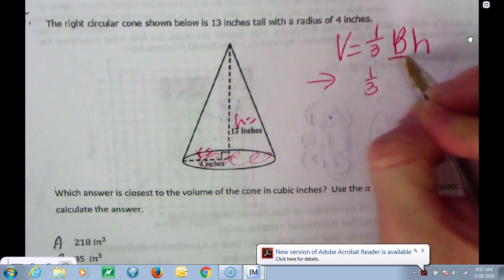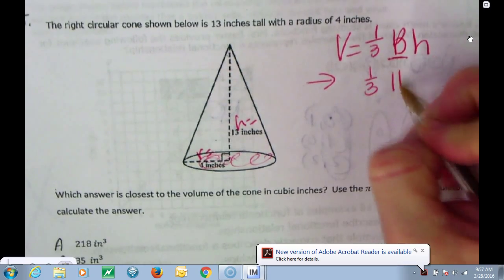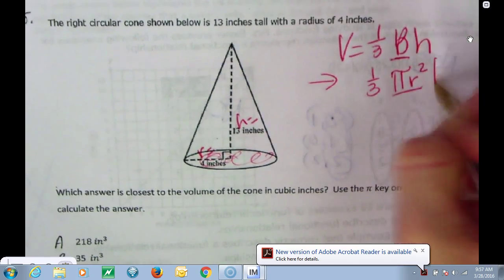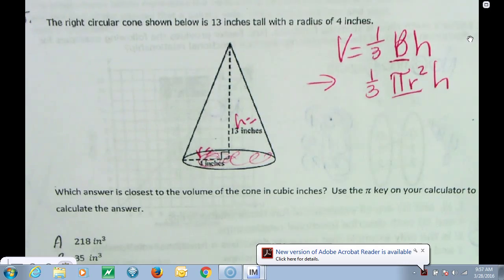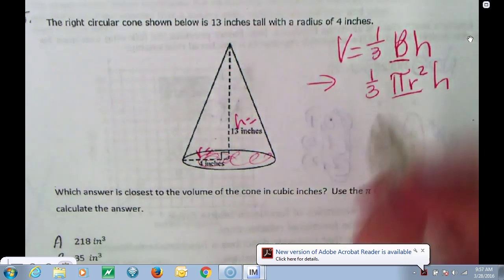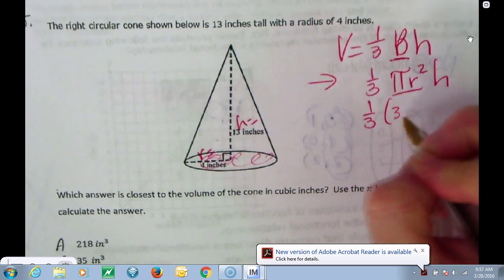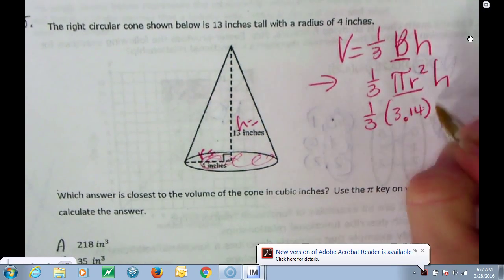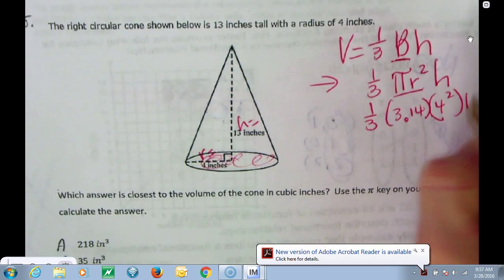So, under capital B, what am I going to write? Pi r squared. Why am I writing pi r squared? That's how you get area of a circle. And then I just fill in what I know to find out what I don't. The radius is 4 and the height is 13.